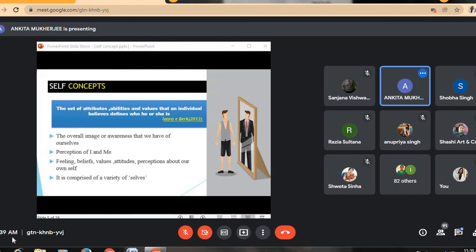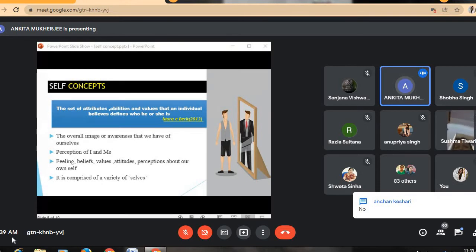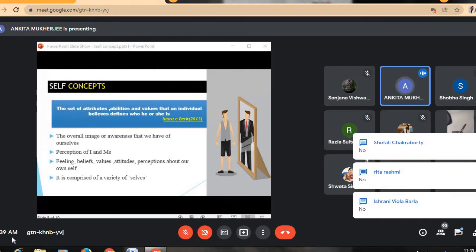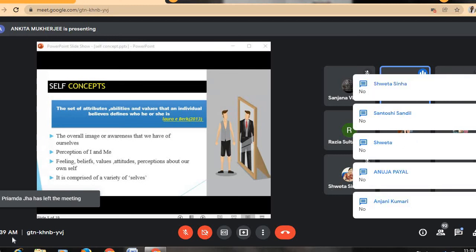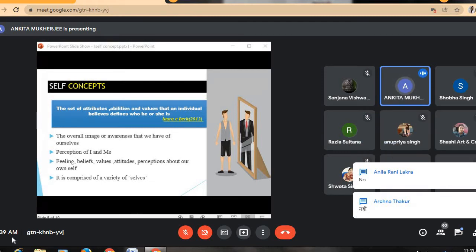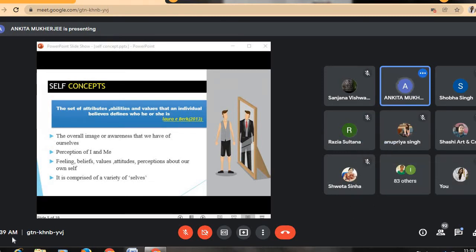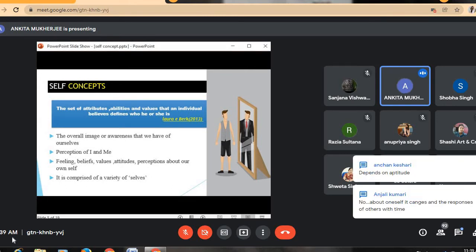Now my question to all of you: do all individuals have the same level of concept formation? Your answers are welcome in the chat box. Okay, Anchal ma'am has written, Shefali ma'am, Rita ma'am, Ishrani ma'am, Nishiha ma'am. Okay, no. So the answer has to be no. Now, if the answer is no, then what factor determines the kind of concept formation at different levels? It depends on aptitude, okay?